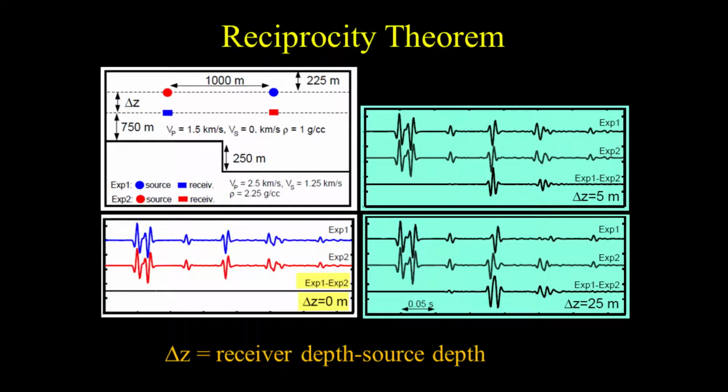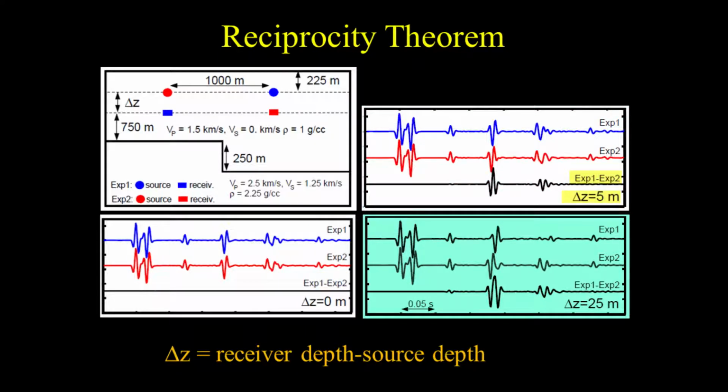We now compare data corresponding to the two experiments for the case in which delta Z equals 0 meters. That is, source depth equals receiver depth. The trace in blue corresponds to the first experiment, and the trace in red corresponds to the second experiment. The difference between the two traces is a zero trace. This result confirms that the reciprocity theorem applies in this case.